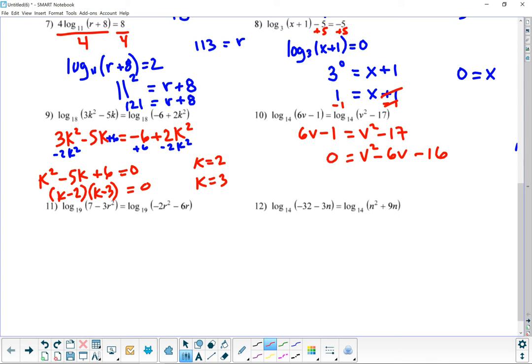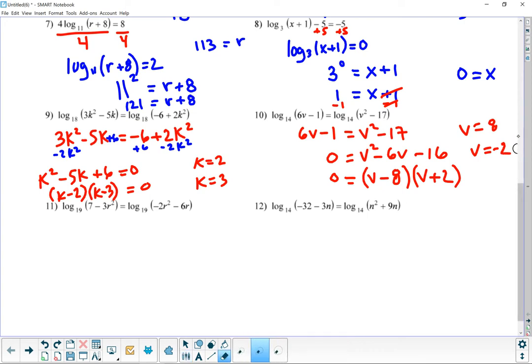So I'm going to go ahead and try to factor this, and I'm pretty confident this is going to factor. So we get v and v, right? And to make negative 16, that's going to be a negative 8 times a positive 2, right? And if you add them, you get negative 6. So you get v equals positive 8 and v equals negative 2. That's your final answer, folks.